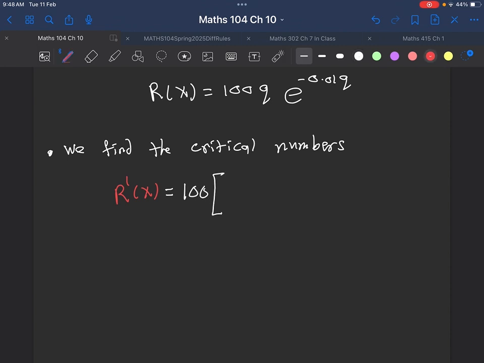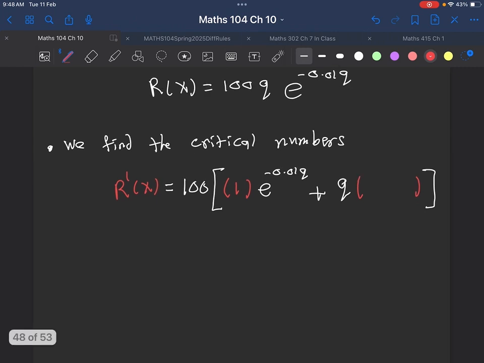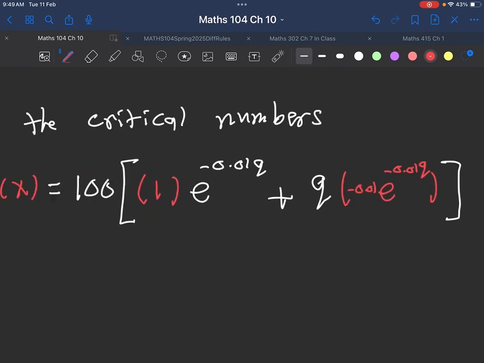So you will have 100, keep it out. First of all, derivative of first times the second plus first times derivative of the second. Now, what's the derivative of first? Derivative of a Q is 1. What is the derivative of E to the power number times Q? The E will stay as is, and this number will go down.